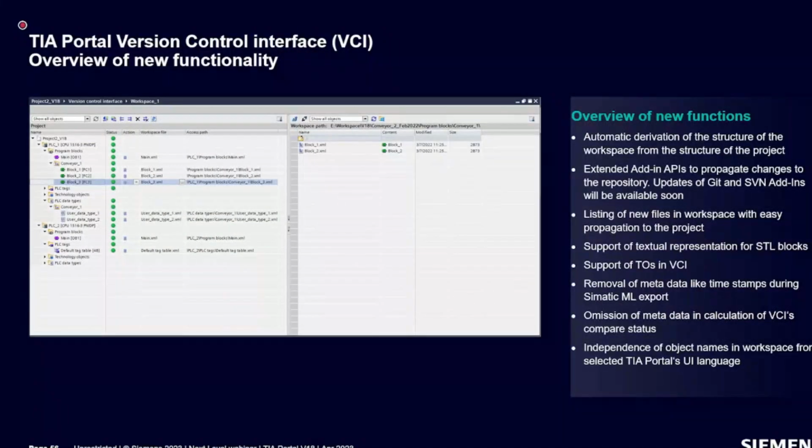With this small introduction of VCA, what are the innovations in version 18? The structure of the program is now derived automatically, technology objects are now supported in VCA, and there are some more innovations, like API integrations in the SVN add-ins. So these are the small innovations in VCA.